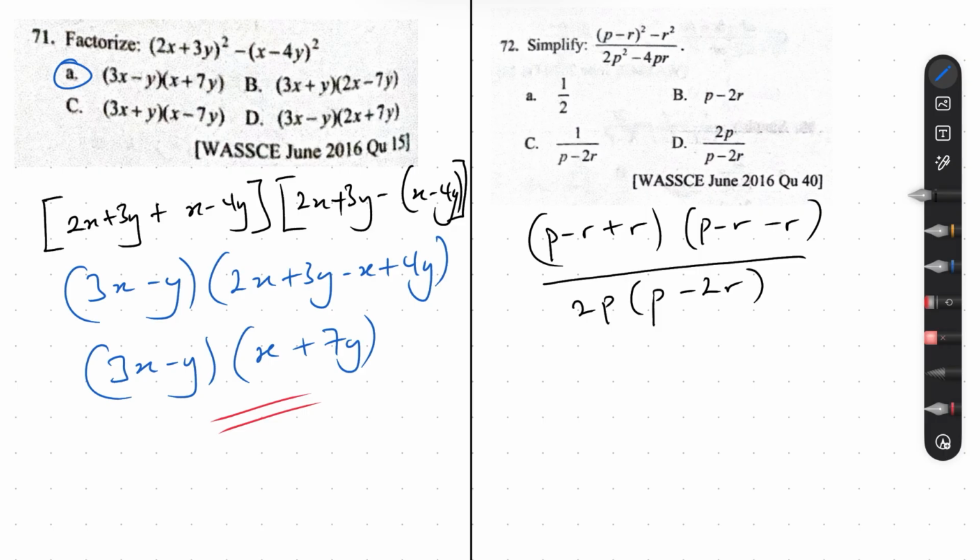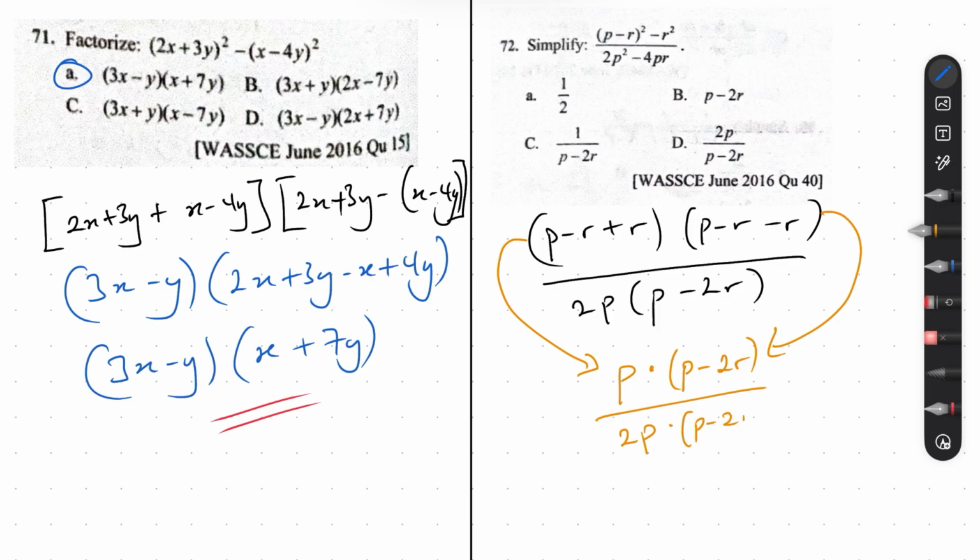So if we solve this, we get what? P multiplying p minus 2r. Then the denominator we have 2p multiplying p minus 2r. So what can cancel out? This can cancel this because they are the same, and then this p cancels the p. So finally our answer is what? 1 over 2. That is our answer, which is A.